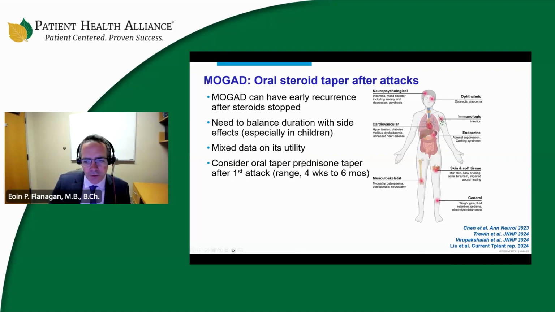So there are some patients who will quickly relapse after their initial attack. And in those patients, sometimes we will put them on steroids for a short period of time, like 4 to 6 weeks, and try and get them off quickly. Other people will use them for longer to try and prevent those relapses, but again, you have to weigh up the benefit of that versus the risk of many of these different complications.